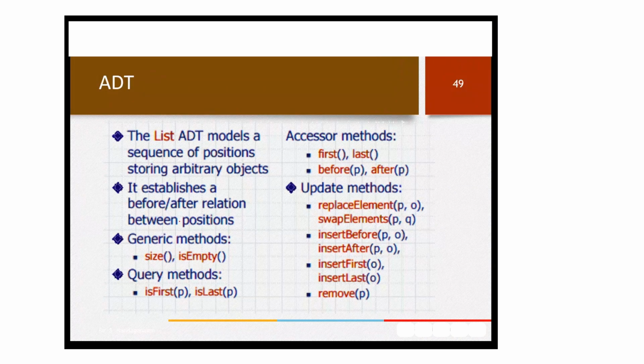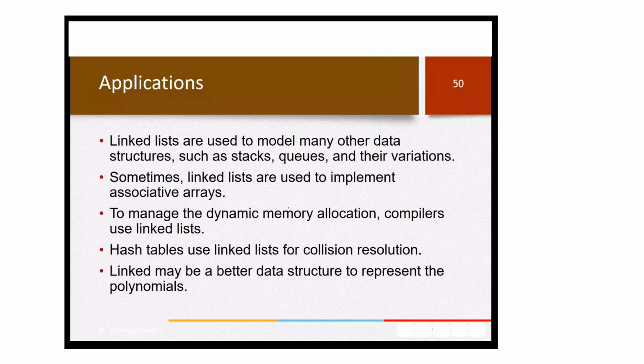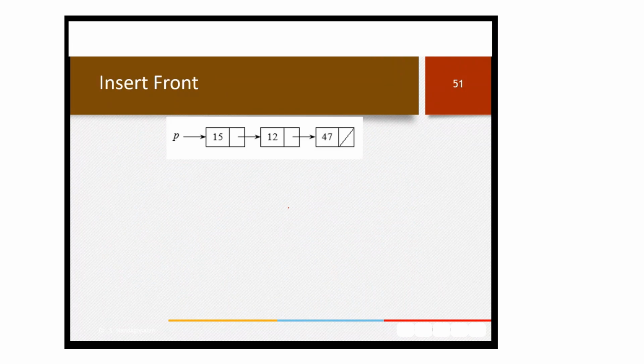So, the ADT for a list: again, we have the sequence of objects being stored in the nodes, and we have size, is empty, all that. You can also do insert before, insert after, insert in between, because now that it's a list. Those who have already studied Python know list is quite commonly used there. And removal also: remove the first node, last node, middle node, all that. Okay, applications, I'll leave it to you. You can go through my other PPT also.